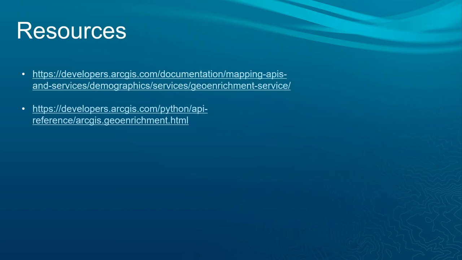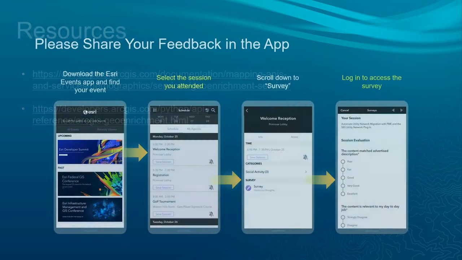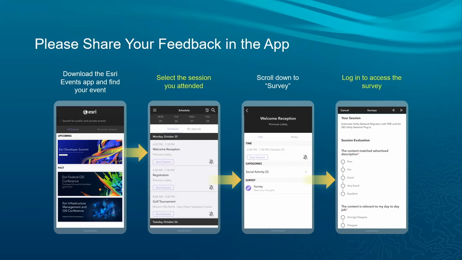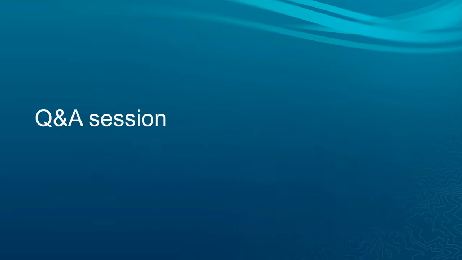And here are some of the resources that we covered. The first link is the link to the GeoEnrichment Service overview, where I showed the data collection finder and the analysis variable finder. So if you're working with the Python API now with the GeoEnrichment module, that's where you go to find the data that you're interested in for now. And then the second link is the documentation for the GeoEnrichment module within the Python API. Please share your feedback with us, and we can open it up for questions right now.